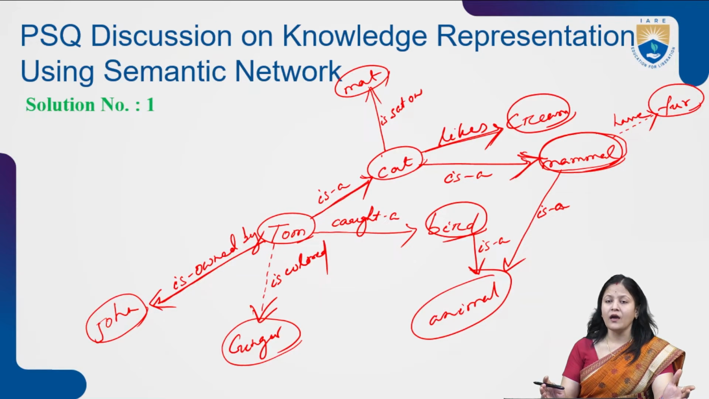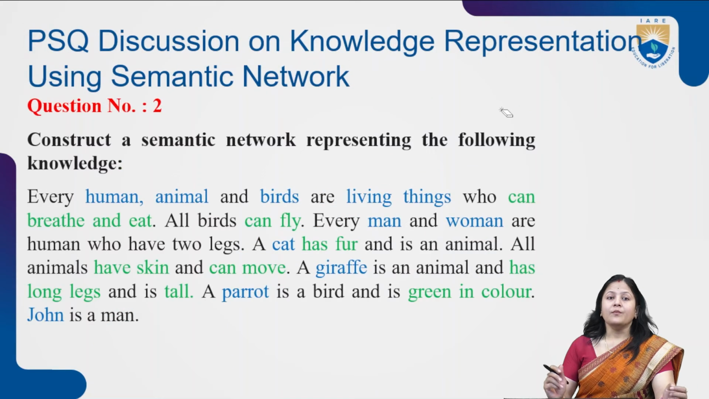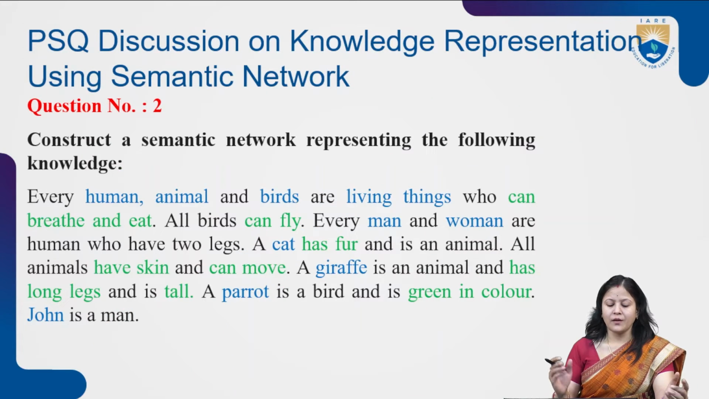So this is the way knowledge can be represented in the form of a semantic network, so that it will be easy for the user to understand and analyze, and even if any new statement comes at a later point of time, it can be added in the form of nodes and links. Now coming to the second question: construct a semantic network representing the following knowledge.